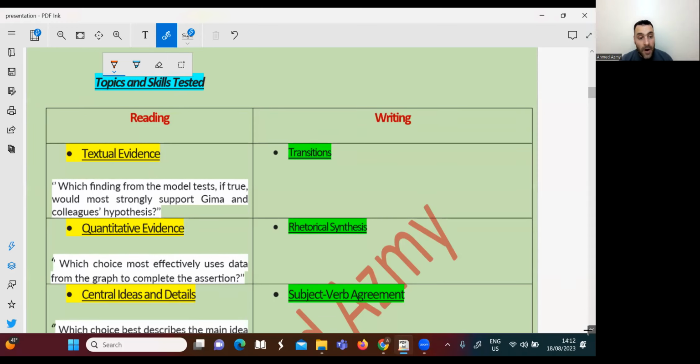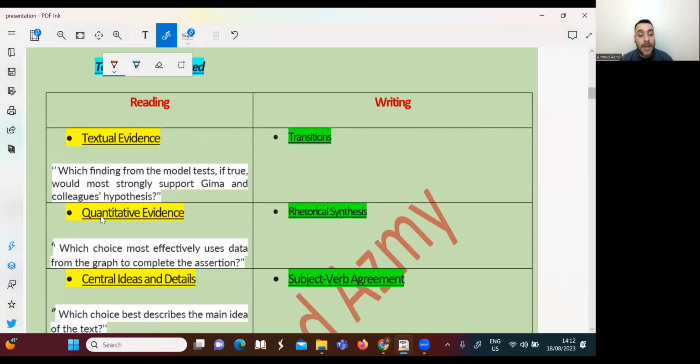The second one, Ibarra, number 2, quantitative evidence, the data-driven questions. You will be provided with tables and graphs, like the table and the graph in math, and you will be asked: which choice most effectively uses data from the graph to complete the text? So you have a graph or a table, and a text, and this type of question, and of course 4 choices.